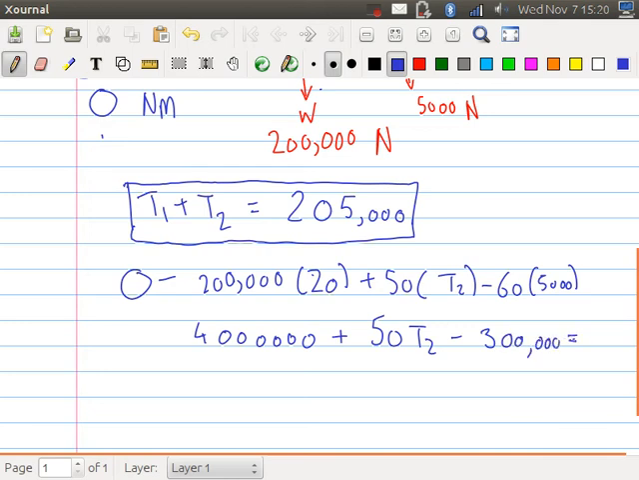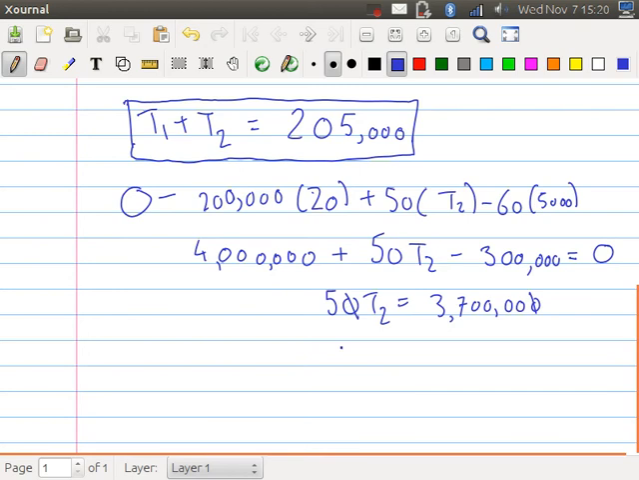And what should that equal in total? 0. So I get 50 T2 should equal 400,000 minus 300. I think this is actually 4 million. Oh, yeah. So that will be 3,700,000. Yes? I think so. I hope so. Cancel 0.